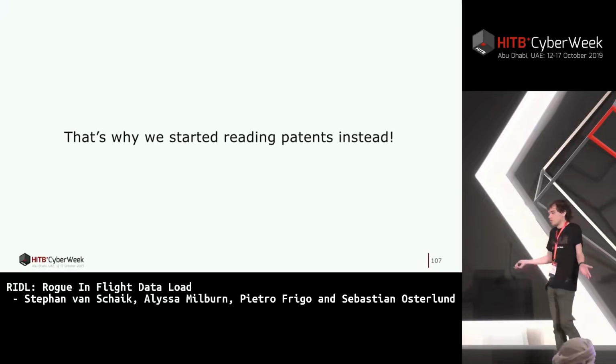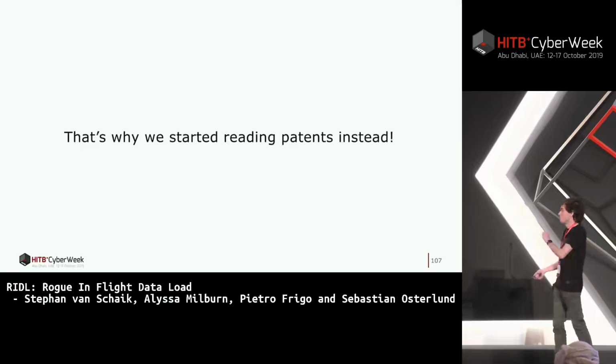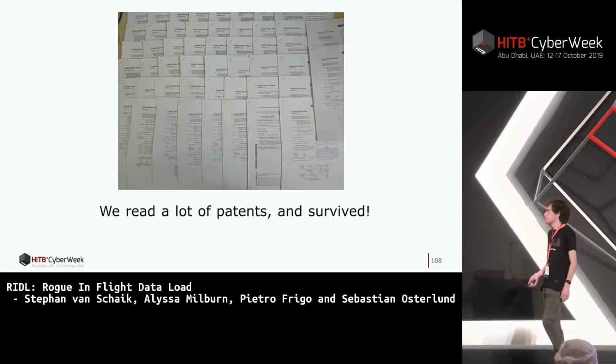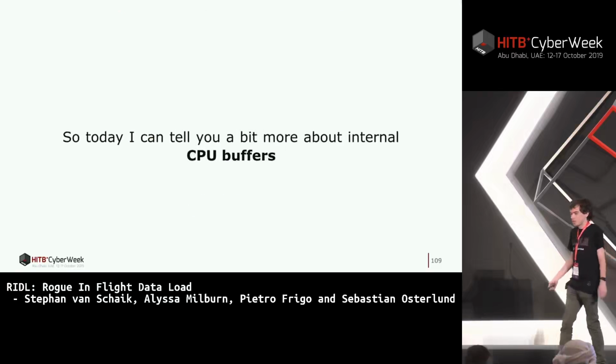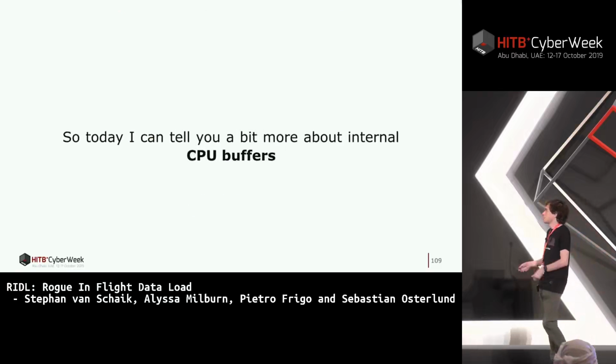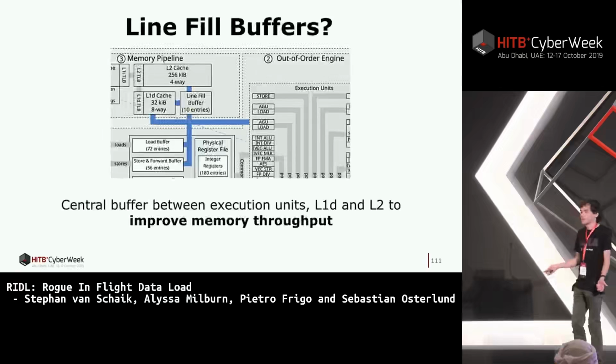Okay, so what we decided is, well, you know what? If you have a great idea of how to optimize your processor, you will probably patent it. So that's what we decided to do. We decided to actually read the patents instead. These are the patents we basically printed and read. And, well, I survived, so I'm here to talk to you about these now. I can tell you a bit more about what kind of clever tricks they pulled off to implement these CPU buffers. So what are these line fill buffers exactly?